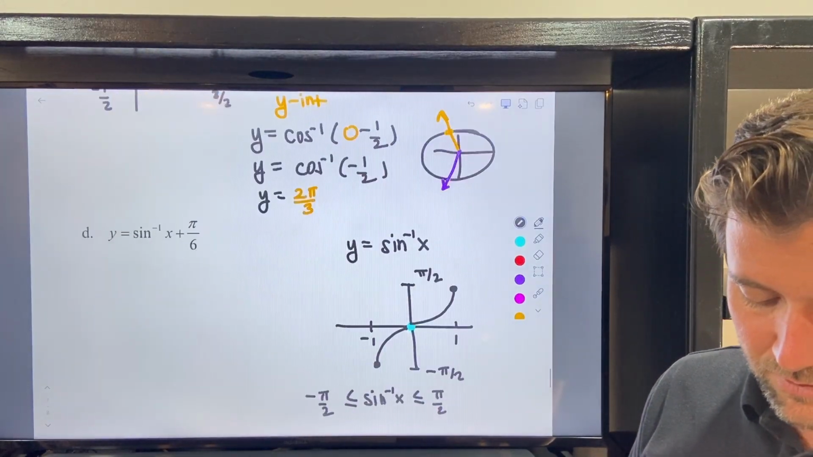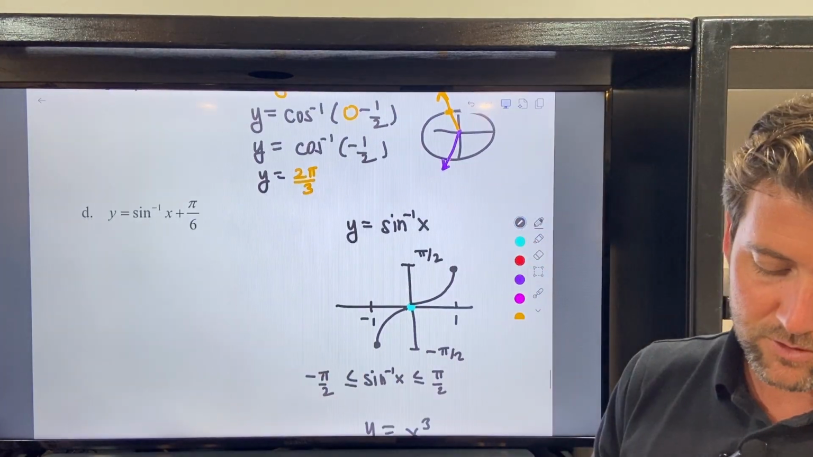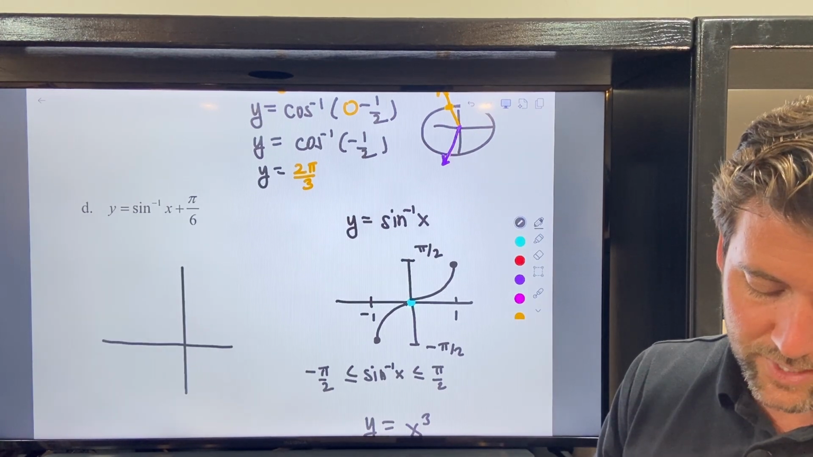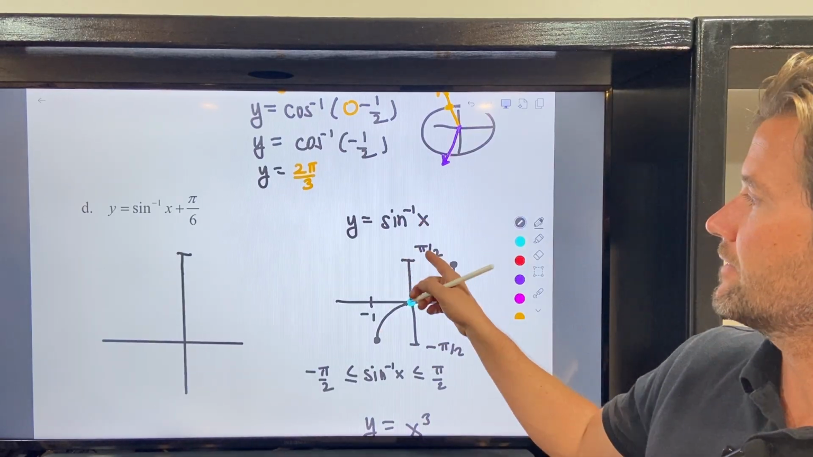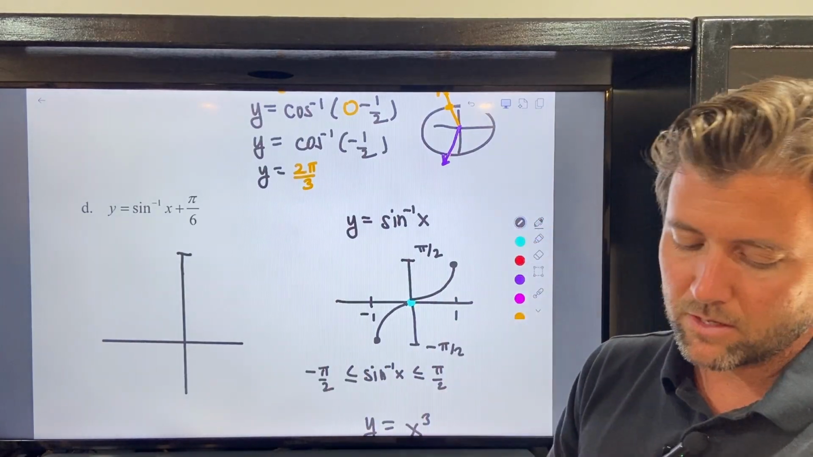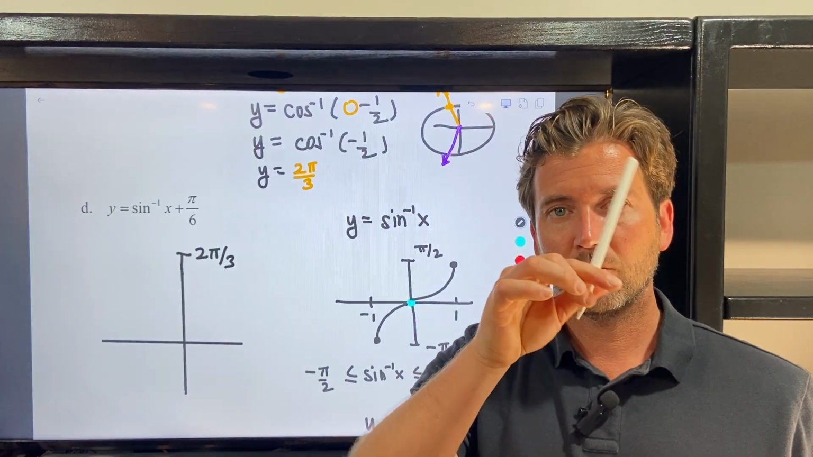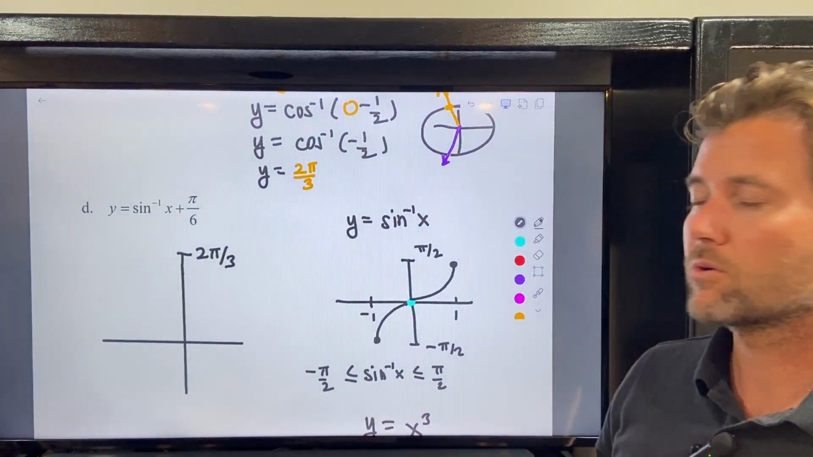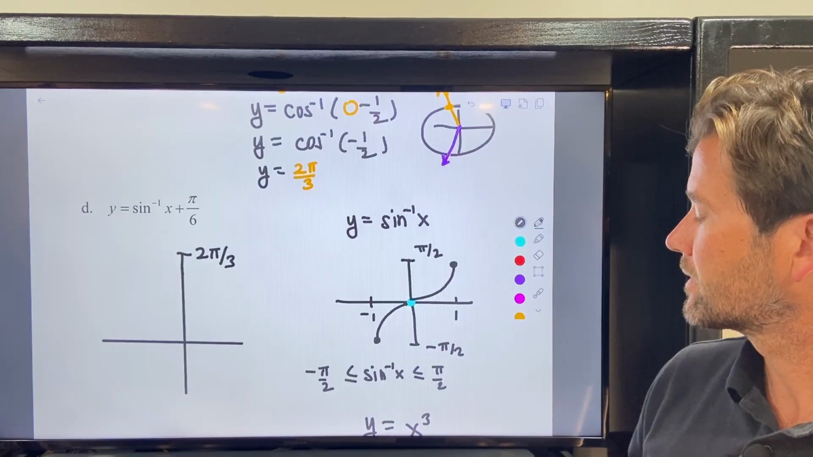All right, so now this is going to shift. We're shifting this parent function up pi over 6. So our range, instead of having a max of pi over 2, if you're at pi over 2 and you add pi over 6, you get the angle 2 pi over 3. So here's pi over 2, plus pi over 6 is the angle 2 pi over 3. Otherwise, create a common denominator, combine those fractions, and it'll simplify to 2 pi over 3.